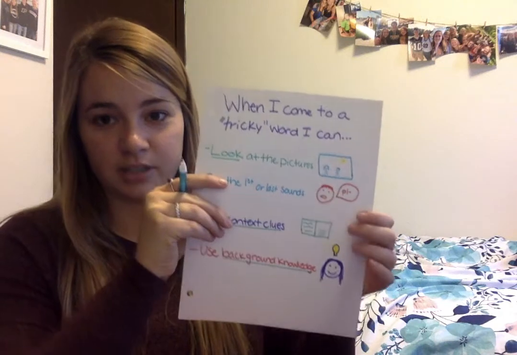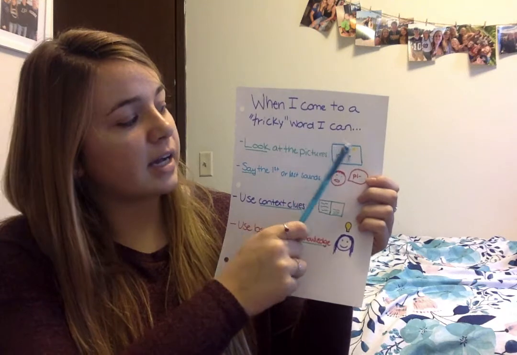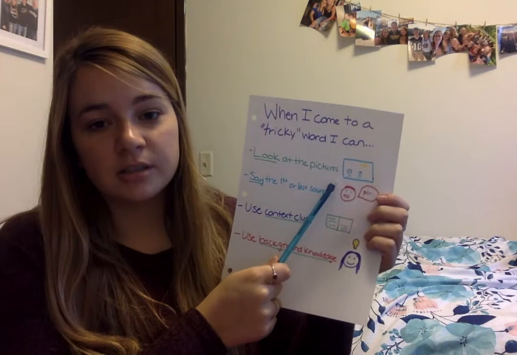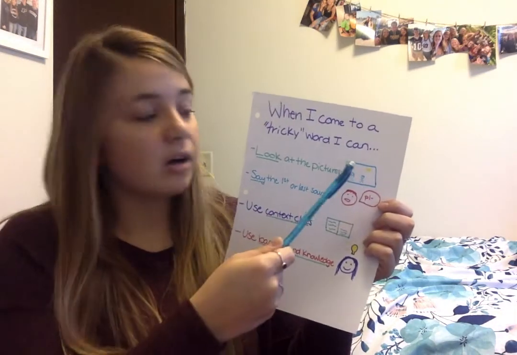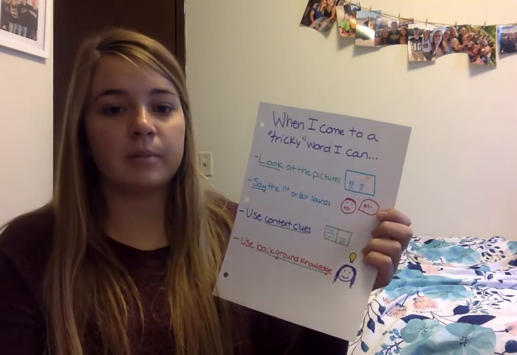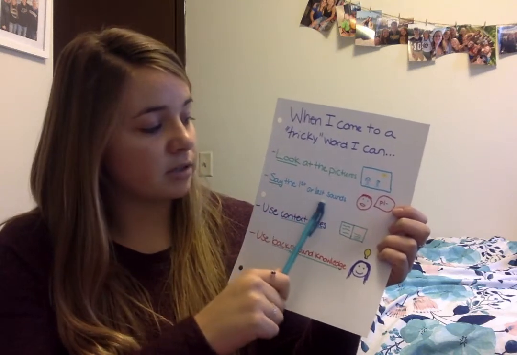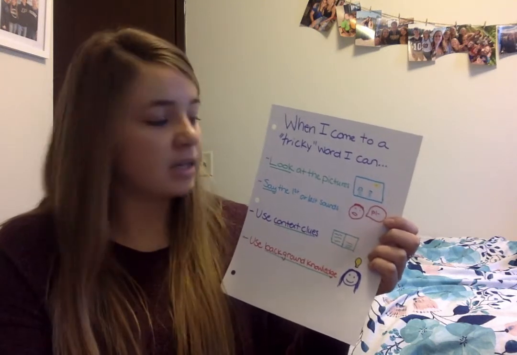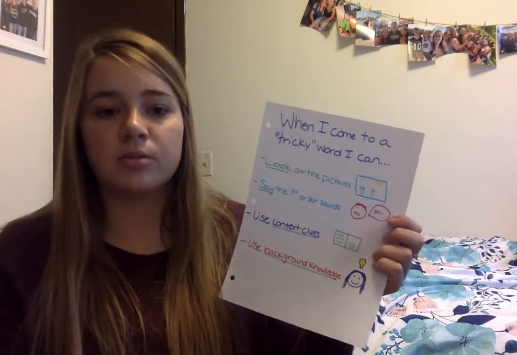These strategies, I have a chart for y'all. So this says, when I come to a tricky word, I can. So some of these strategies are look at the picture. So that's pretty self-explanatory. Just look at your picture and see if, oh, there's a girl in the picture, so that word might be pretty, like she's a pretty girl. You can say the first or the last sounds. So if one of the words is please and you don't know that word yet, you can sound out the first part of that word, which is pl, and then that may help you figure out the rest of the word.